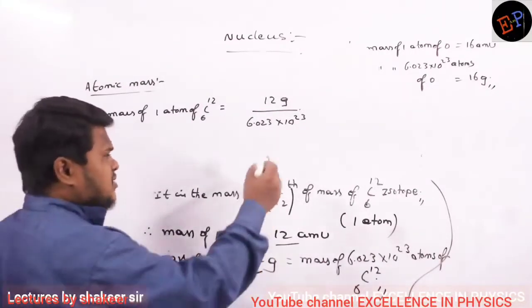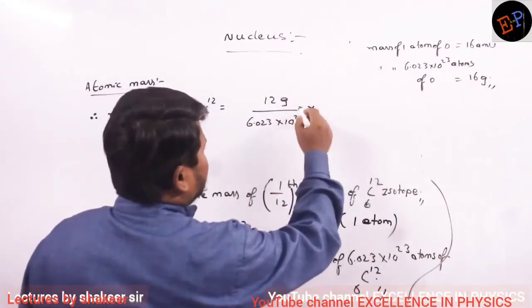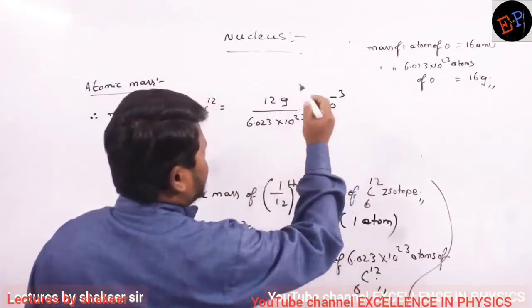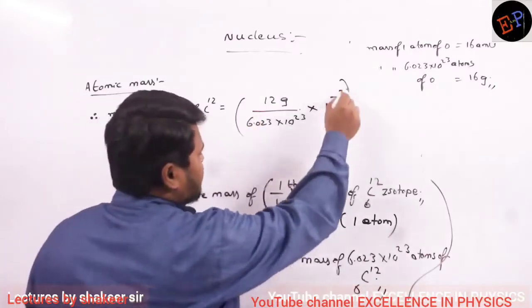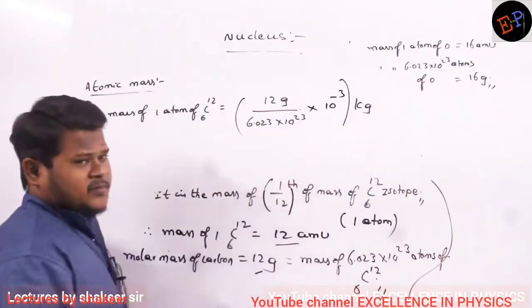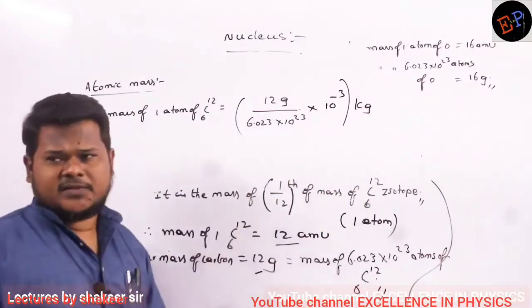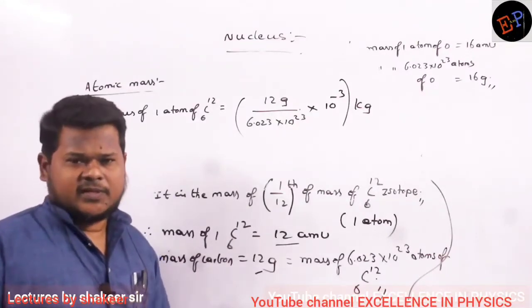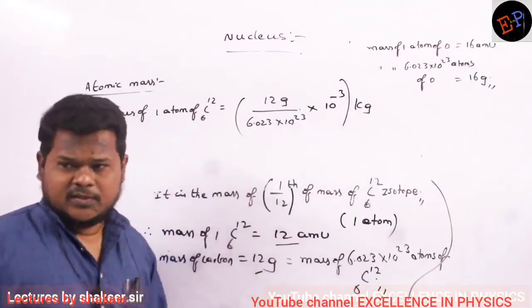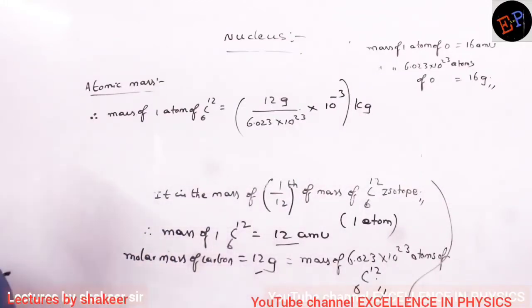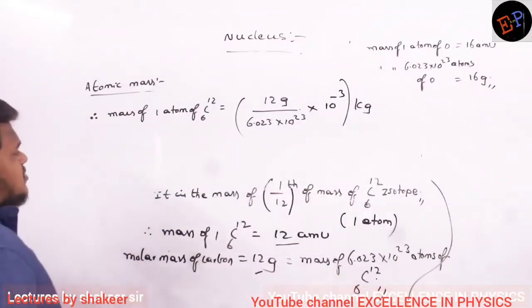So this one, if I multiply by 10 power minus 3, then it converts into kgs. Because 1 gram is how many kgs? 1 gram is 10 power minus 3 kgs. So if I multiply this total value by 10 power minus 3, it converts into kgs. Are you able to understand? So this is the mass of carbon C-12.